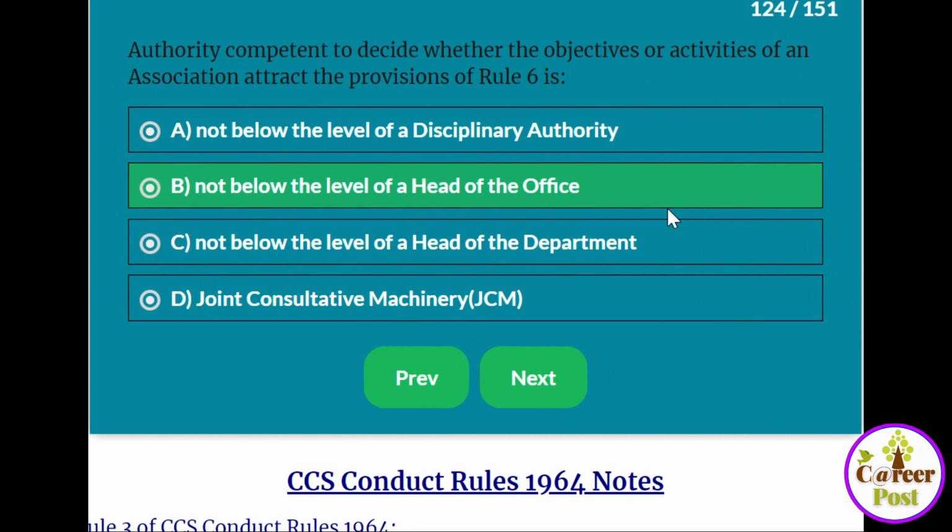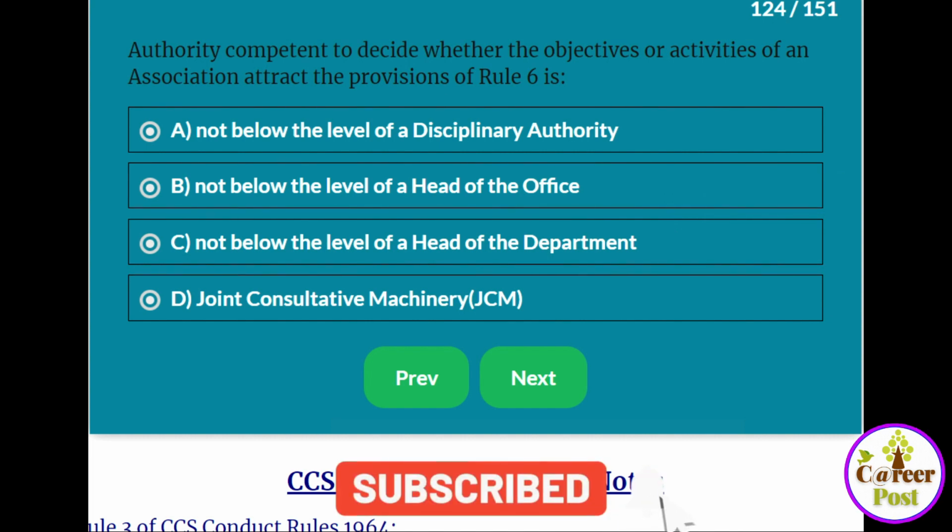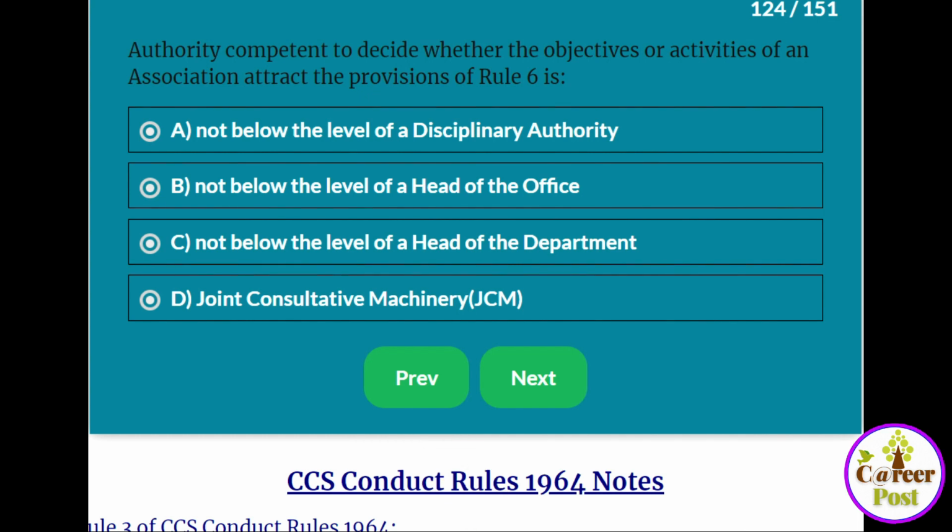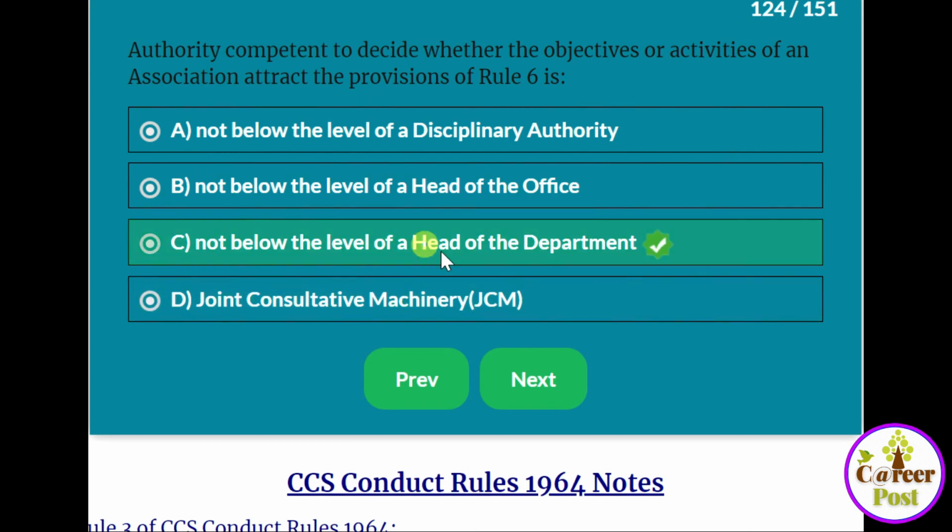Authority competent to decide whether the objectives or activities of an association attract the provisions of Rule 6: not below the level of disciplinary authority, not below the level of head of office, head of the department, and JCM. It is not below the level of the head of the department.